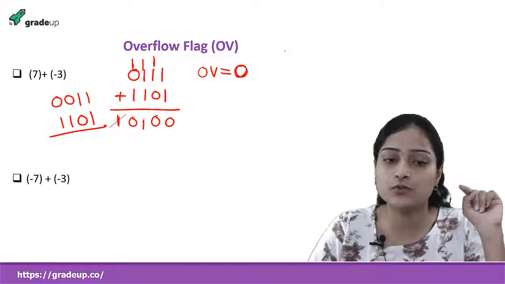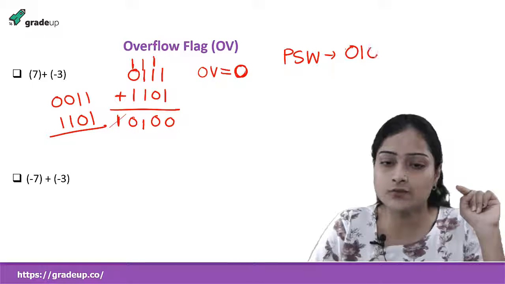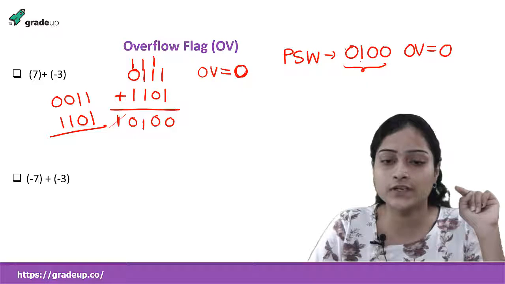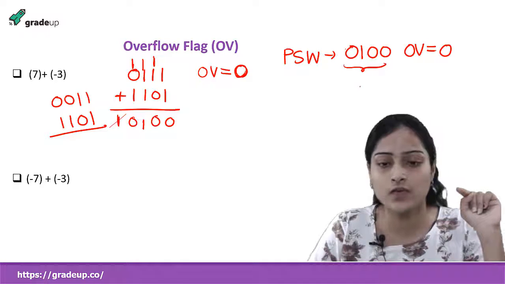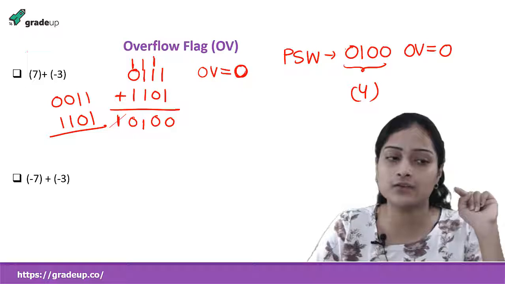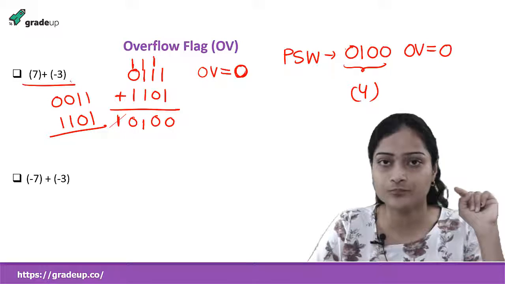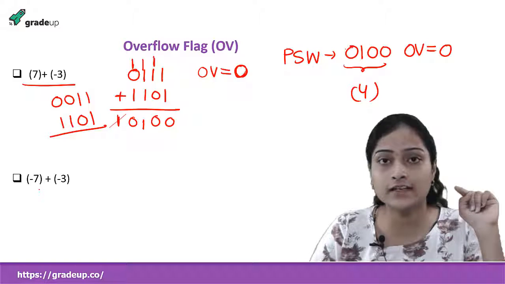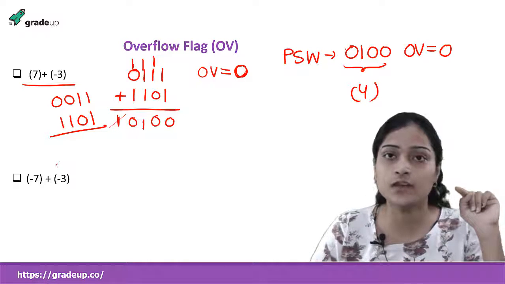So how is the PSW going to give the result? It will read the accumulator. Accumulator is 0 1 0 0, and it will check that the overflow flag is 0. Then it will give the output as 0 1 0 0, which is 4, which is the correct result over here. Okay, let us see the case where we are going to add two negative numbers. Let us see how we are going to add.